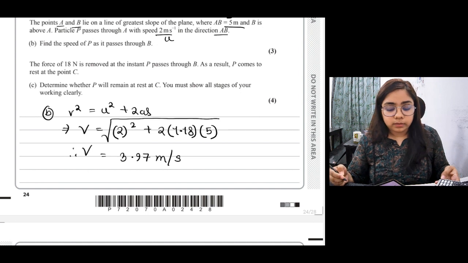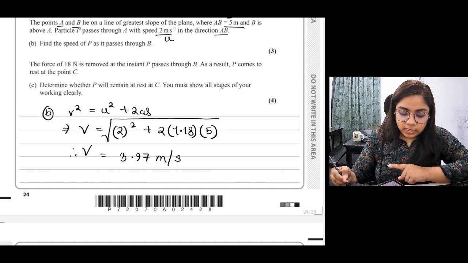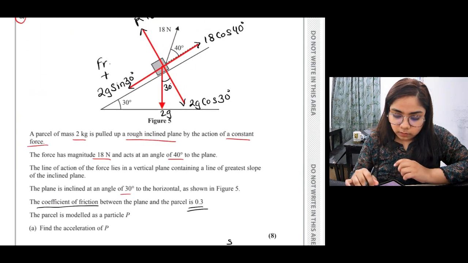3.97 meters per second. Okay, and after this, it says the force of 18 is removed at the instant P reaches B, and as a result, P comes to rest at point C. Determine whether P will remain at rest at C. You must show all stages of your clear working, okay? But we do not know where C was, right?